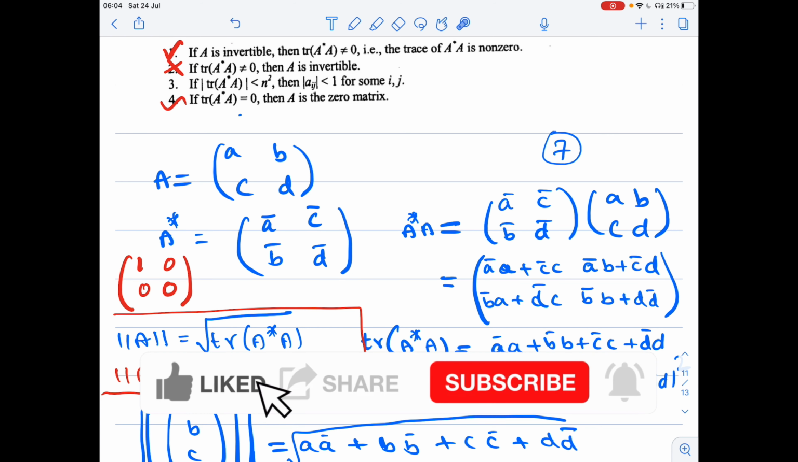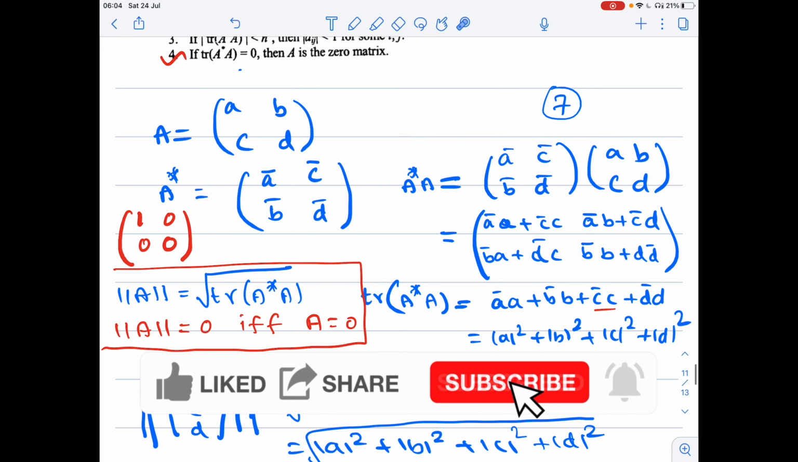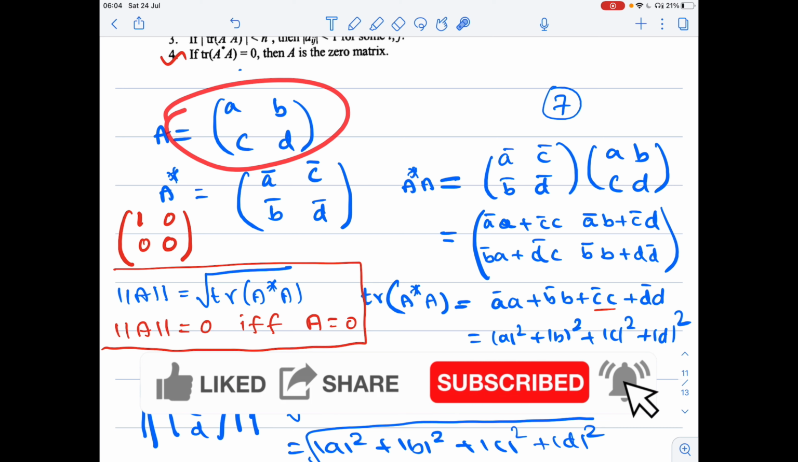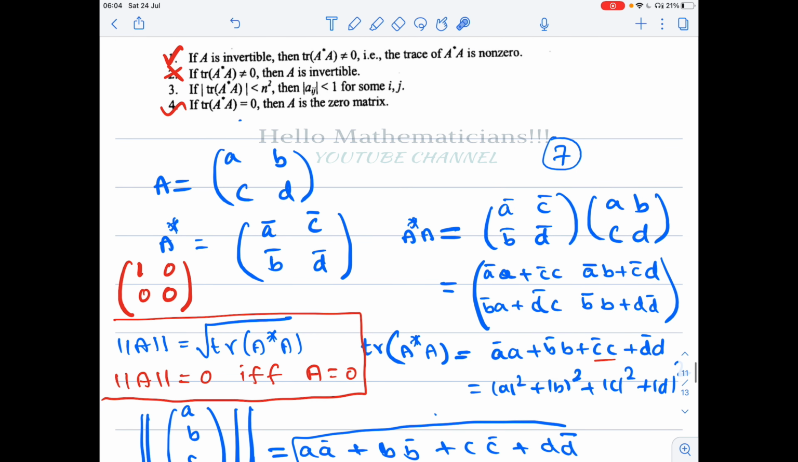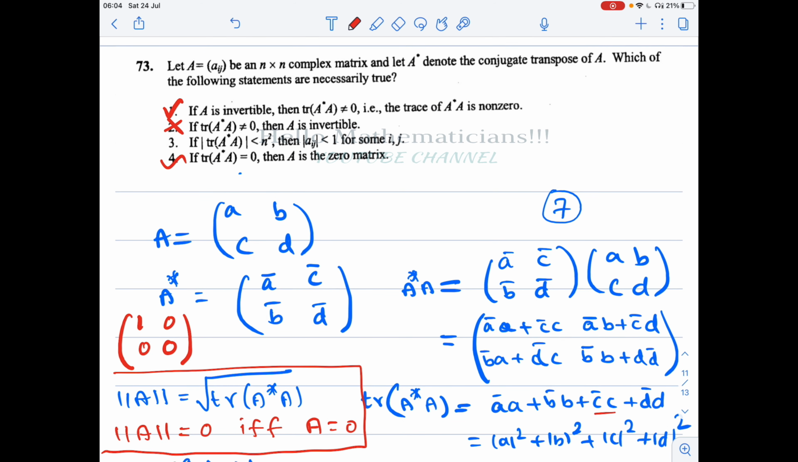The same argument works for n by n matrices also. If it is an n by n matrix, you will have n square summands; for each matrix entry, you will have a summand here. If the sum is strictly less than n square, it means that not every term can be greater than or equal to 1, because if each term is greater than or equal to 1, then the sum will be greater than or equal to n square. Therefore, there will be a matrix entry whose modulus is less than 1. So this is part C of the problem.